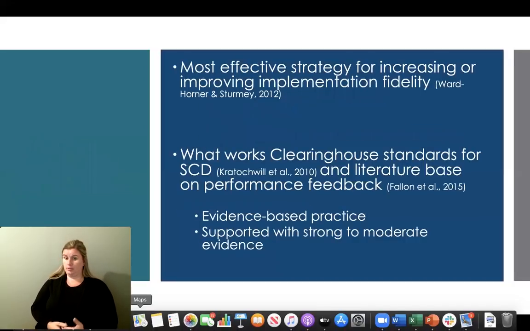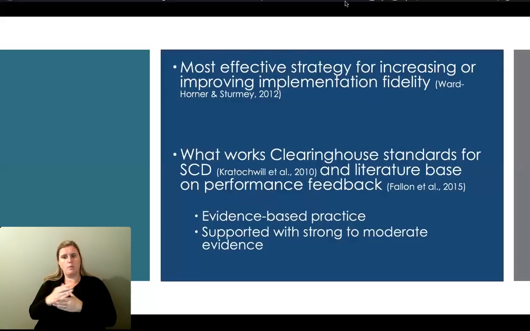Again, as mentioned, feedback has been considered the most effective strategy for improving implementation fidelity. Actually, it has also been considered a critical component in adult professional development. The What Works Clearinghouse standards for single case design, and of course the literature based around performance feedback, has suggested performance feedback as a consequence-based strategy for training being, number one, an evidence-based strategy, and number two, supported with strong to moderate evidence.